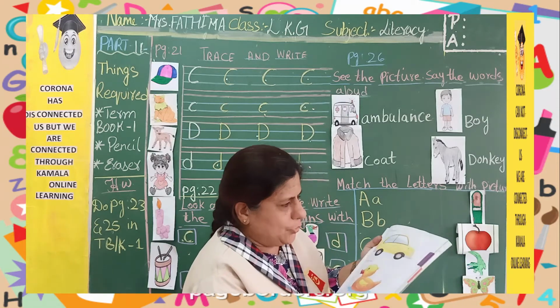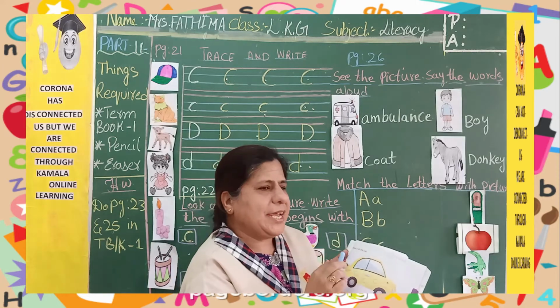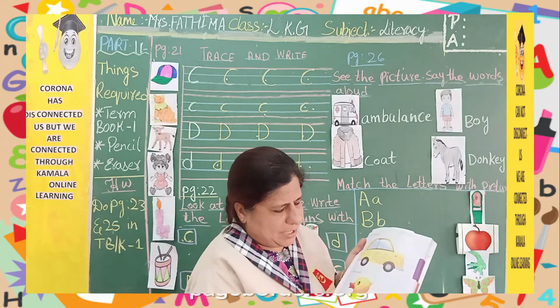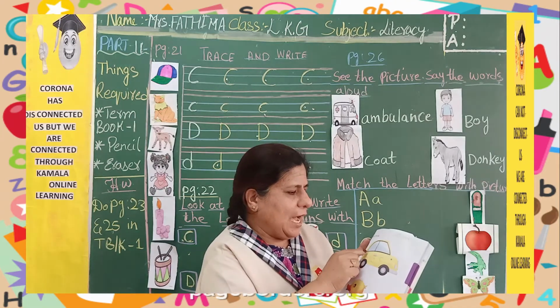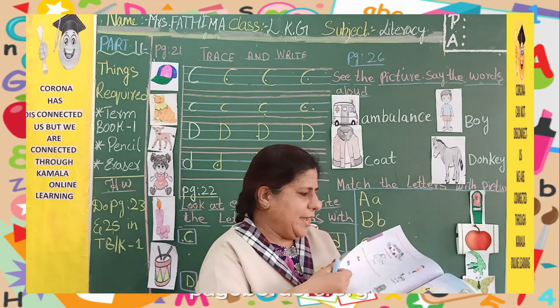Now see, this is a homework. Page number 23 is a homework. One car is given. Your letters are given. You have to trace C. Letters you have to trace. Here you have to trace D. D for duck, no? Small d you should write. C for car, you should write C here. This is a homework. Now turn the page.